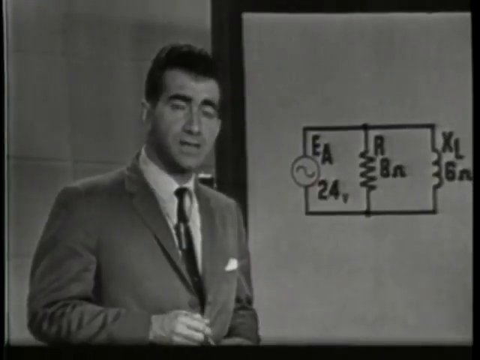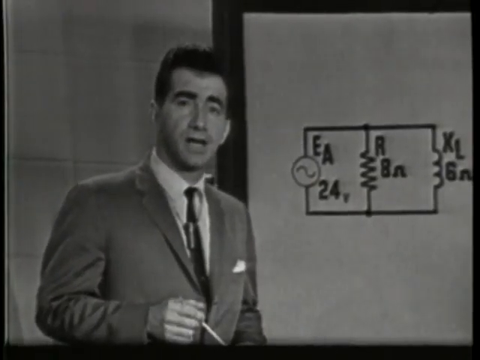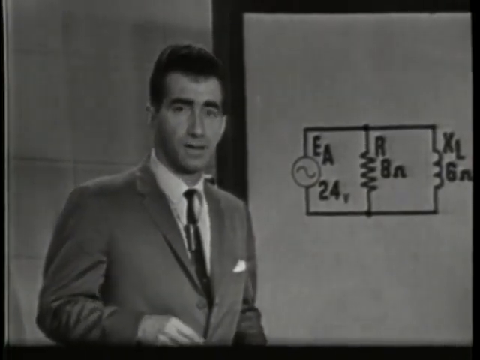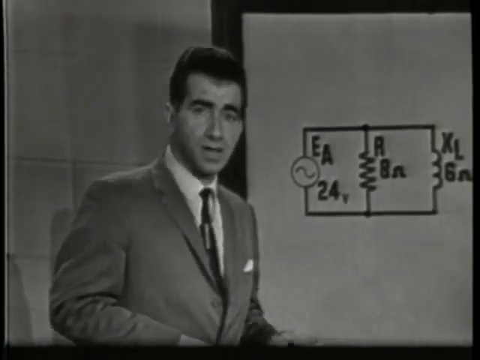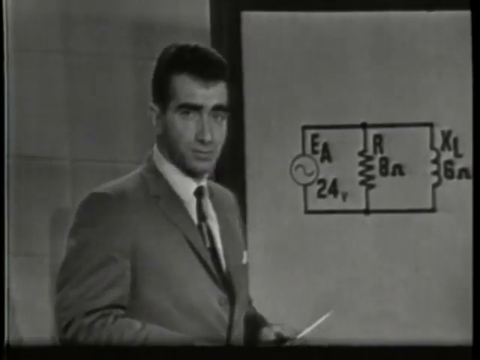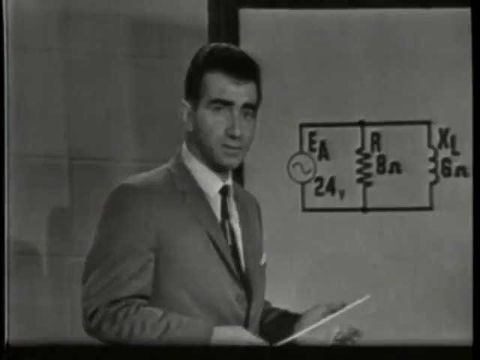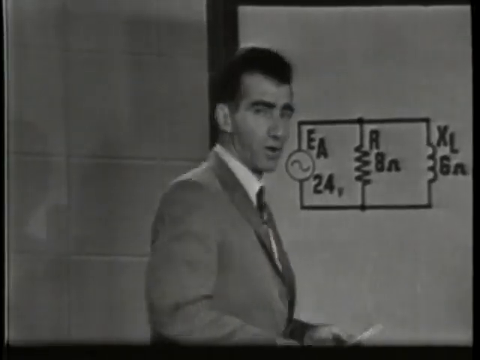Now, this is really the only significant difference in RC and RL circuits. That is, RC produces a positive or leading phase angle, RL gives us a lagging or negative phase angle. Now, let's review the methods used to solve parallel RL problems. We can find the branch currents by simply applying Ohm's law.